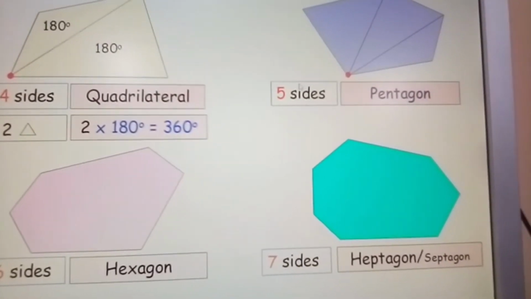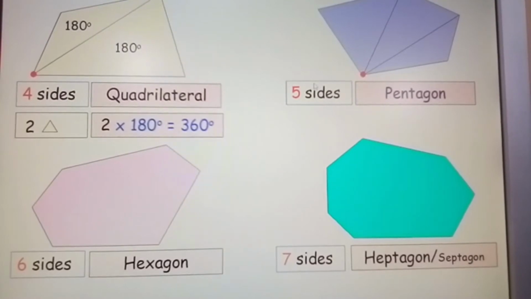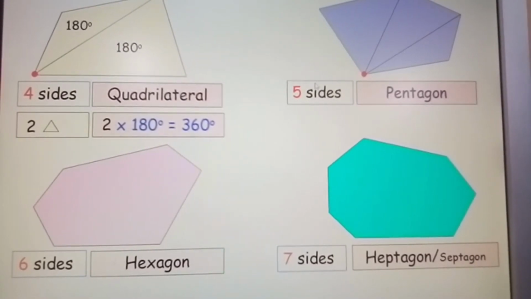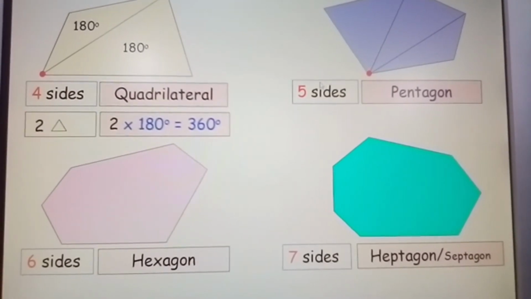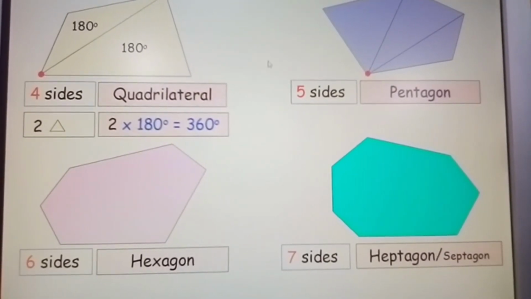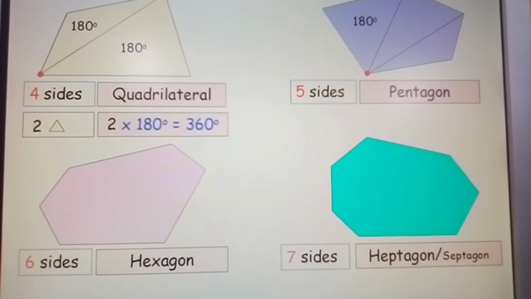And we know that a triangle must add up to 180. So we have 3 triangles, that's going to be 3 times 180. Okay, so let's have a look at it. Now write these out for yourselves. Make sure you understand them and read them.